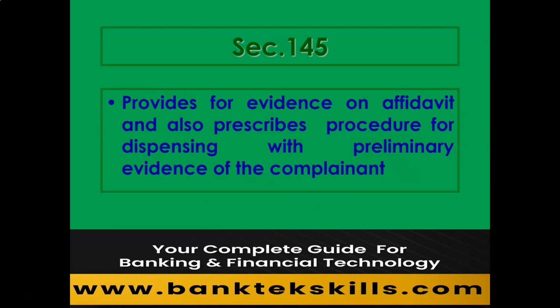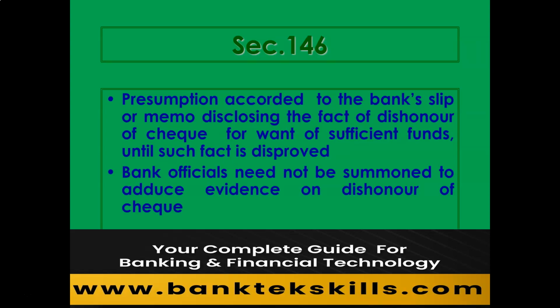145 provides evidence on affidavit and also prescribes the procedure for dispensing with the preliminary evidence of the complainant, that is CrPC 100. If a person gives an affidavit, that is considered as sufficient evidence of bouncing of the check. 146 is the presumption according to the bank slip or memo disclosing the fact of dishonor of a check for want of sufficient funds until such fact is disproved. Bank officials need not be summoned to adduce evidence of dishonor of check.